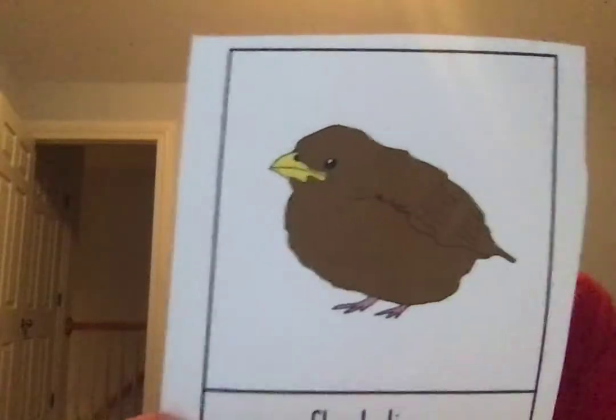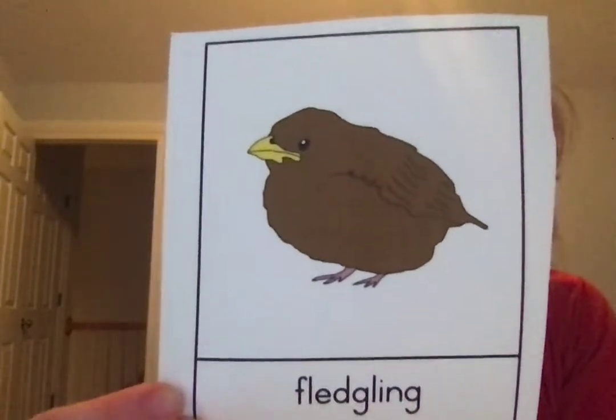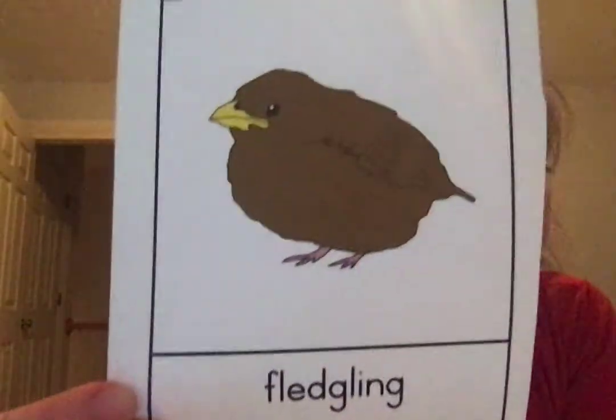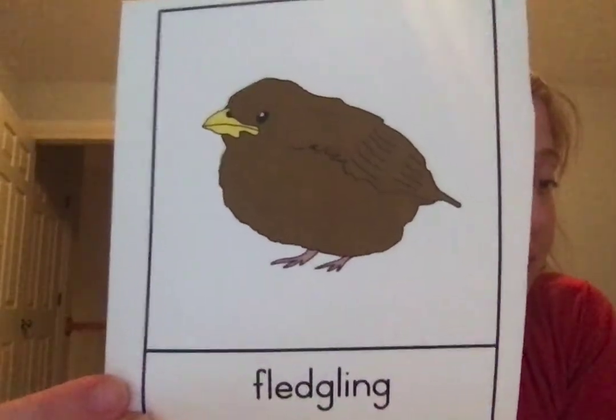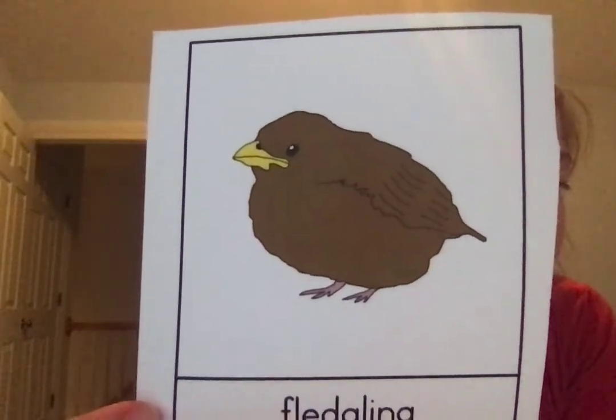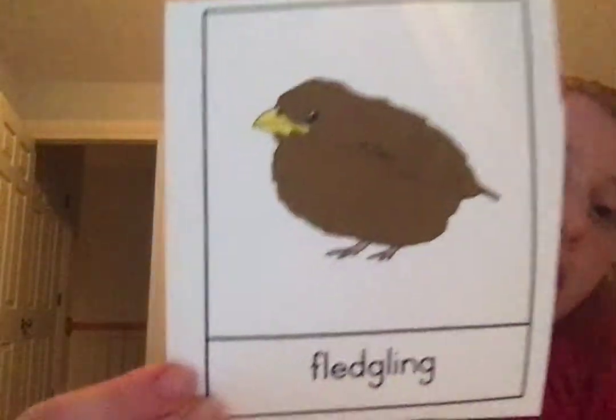The next stage in the life cycle of a bird is a fledgling. When a nestling is ready to leave the nest, it takes its first flight, or it fledges, and is then called a fledgling. The parents continue to feed the fledgling until the fledgling's wings are strong and steady.